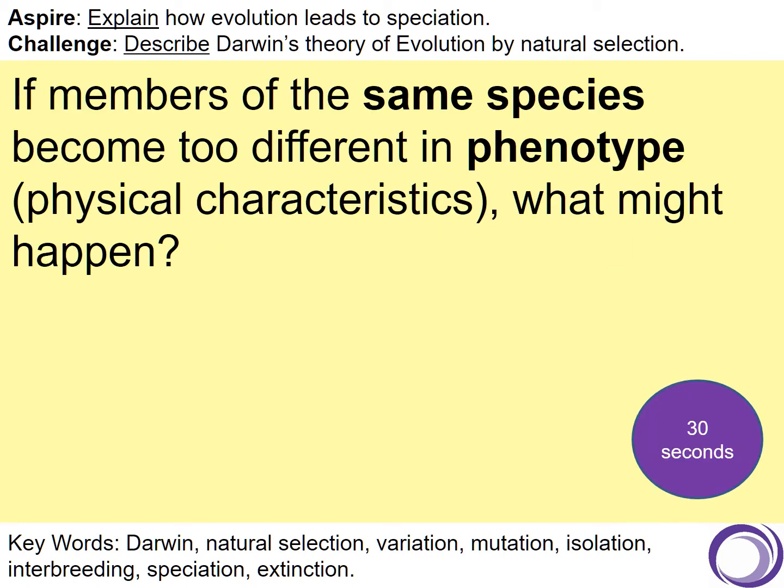So if members of the same species become too different in phenotype, and phenotype just means physical characteristics, and it is a word that you will come across more later on in your studies, particularly if you're on triple science, what might happen? And again, I'm just going to give you 30 seconds to gather your ideas. Think about the species definition from the previous slide, as that may help you.